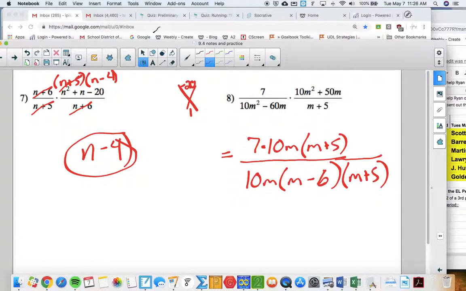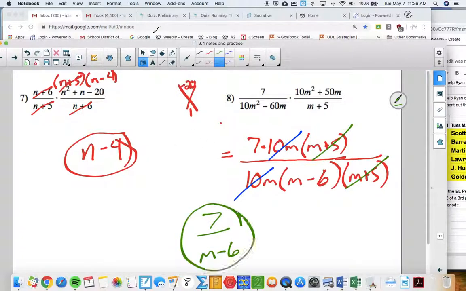So what can cancel out? What are common factors on the top and the bottom? 10m and 10m, and m plus 5 and m plus 5. So my final answer is 7 divided by m minus 6, like that.